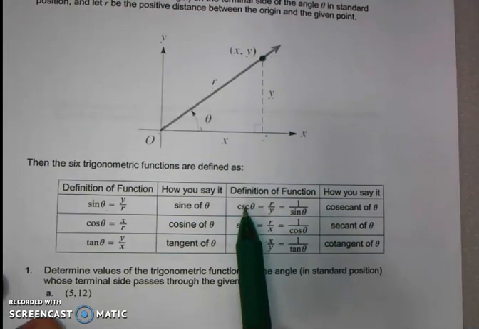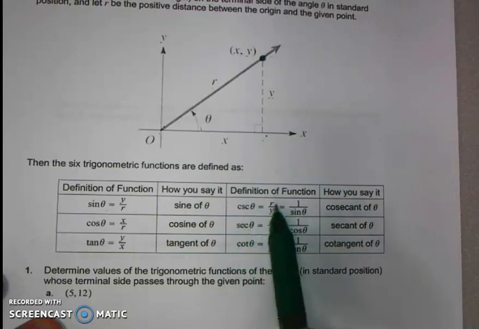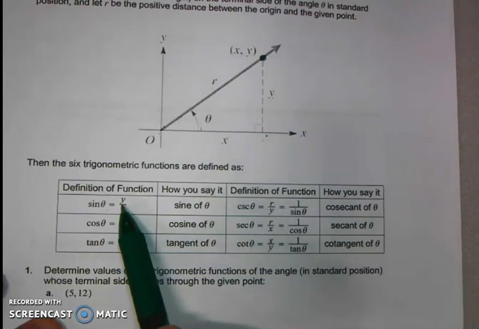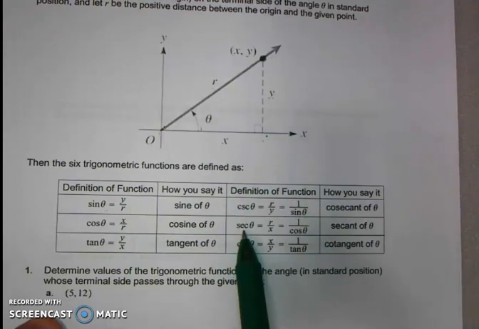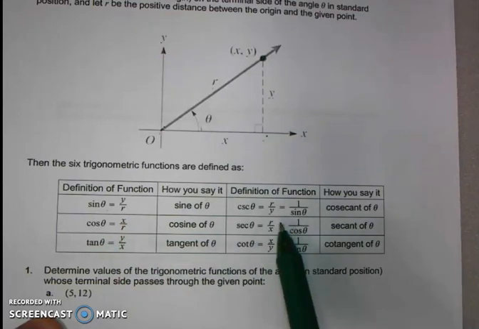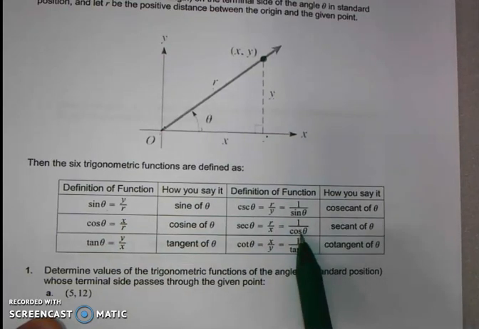Cosecant, abbreviated CSC. Cosecant theta is r over y. So you notice we just flipped the sine over. So it's the same as 1 over sine theta. Then we have secant theta. Secant theta is the reciprocal of cosine. It's r over x. It's 1 over cosine.